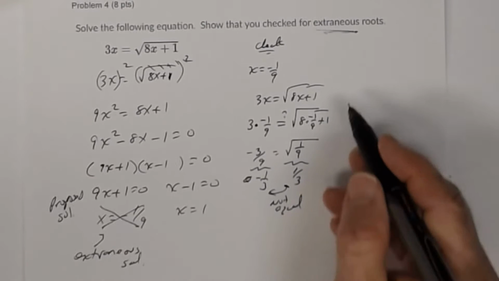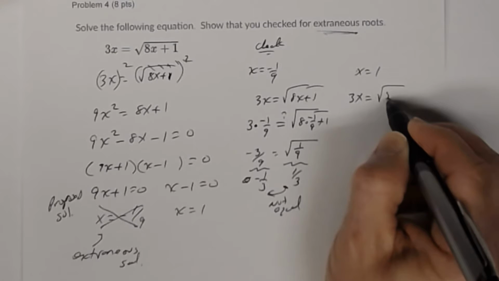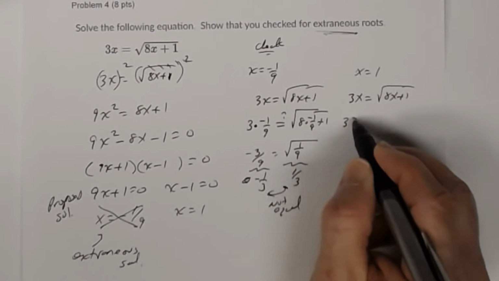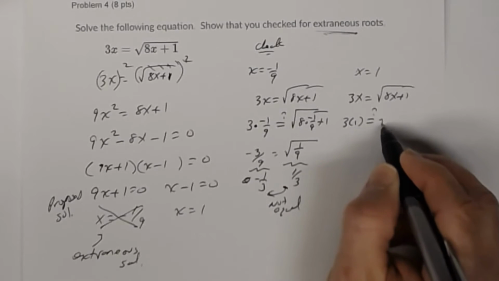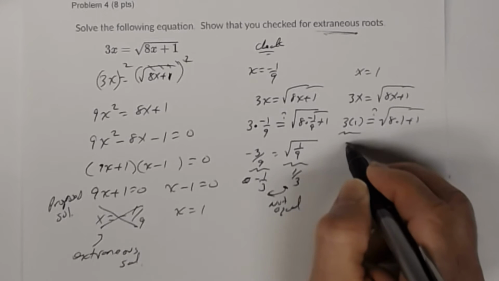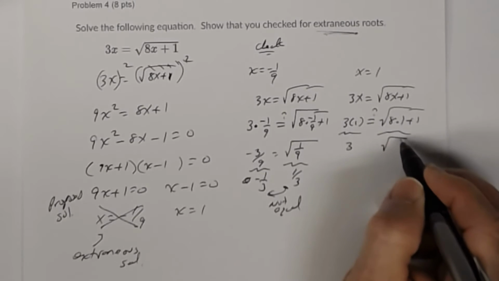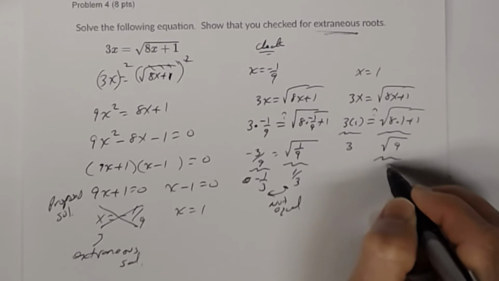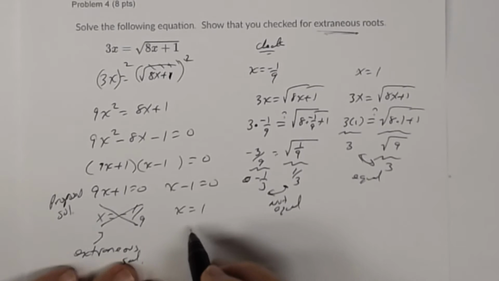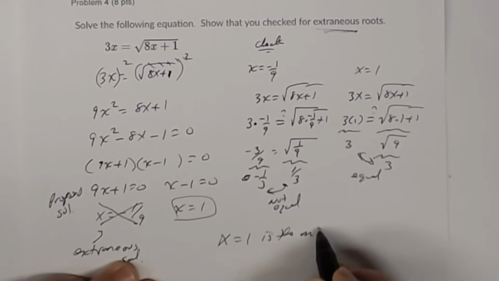Now you got to check x equal 1. So x equal 1, do the same thing. 3x equal the square root of 8x plus 1. Wherever we see the variable x, I substitute 1, so I get 3 times 1. And I want to see if that's going to equal the square root of 8 times 1 plus 1. Well, 3 times 1 is 3. Over here, 8 times 1 is 8, 8 plus 1 is 9, and the square root of 9 is 3. And notice that those are equal. So the only solution is x equal 1.